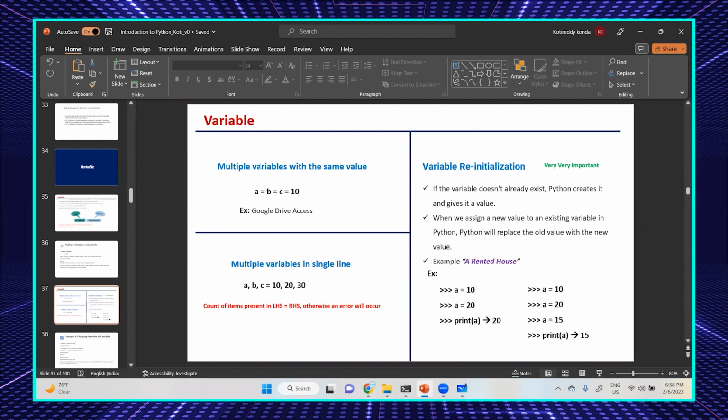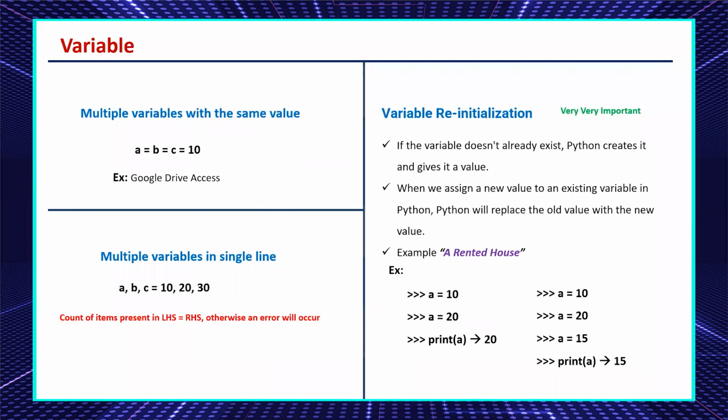For example, a Google Drive example. Let's say I store one file in the Google Drive, maybe our course folder. We are giving access to multiple students, right? Same course, multiple students. One file, multiple people are accessing. So similarly, A is one student here, B is one student, C is one student.